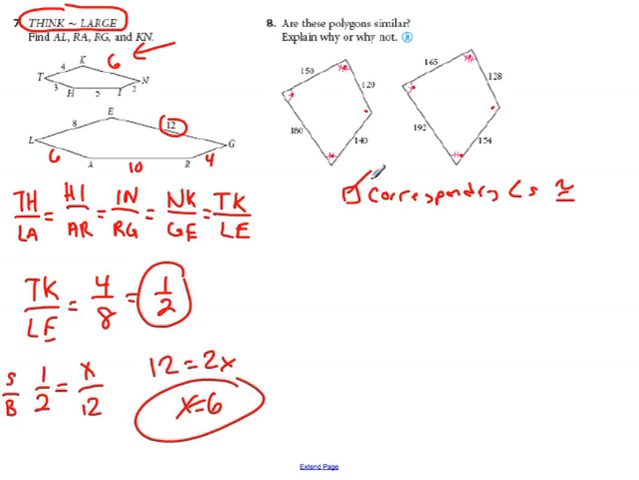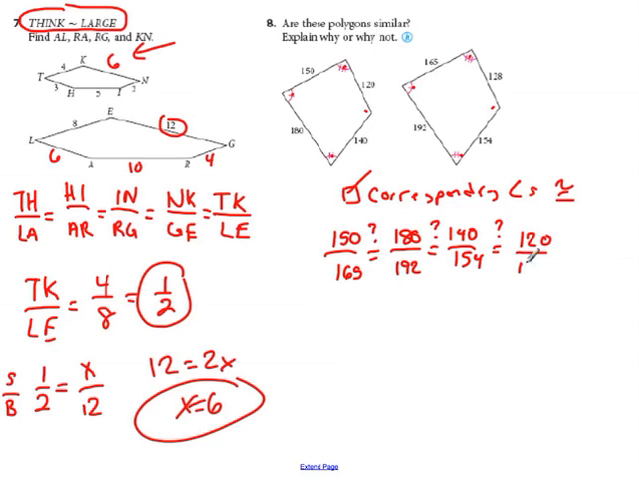Now I want to check to see if the corresponding sides are proportional. So I'll say 150 divided by 165, and I'm going to ask, is that equal to 180 over 192? These are just the corresponding sides, just to see if they have the same ratio. Is that equal to 140 over 154, and is that equal to 120 over 128? All of these need to simplify to the same fraction.